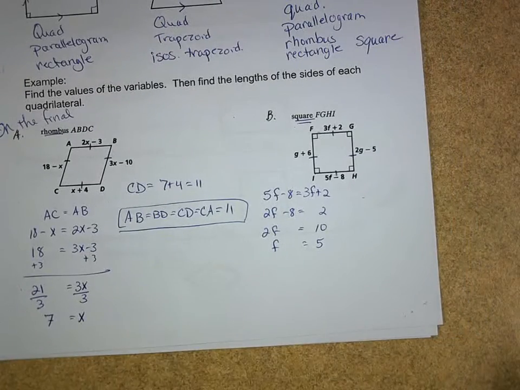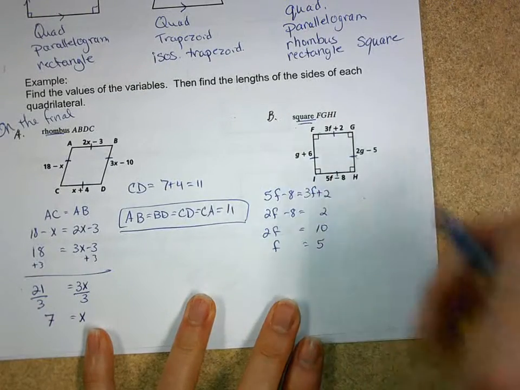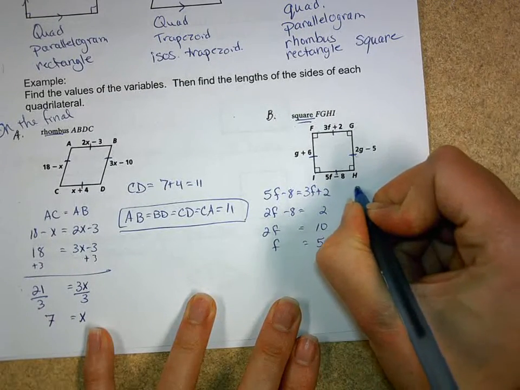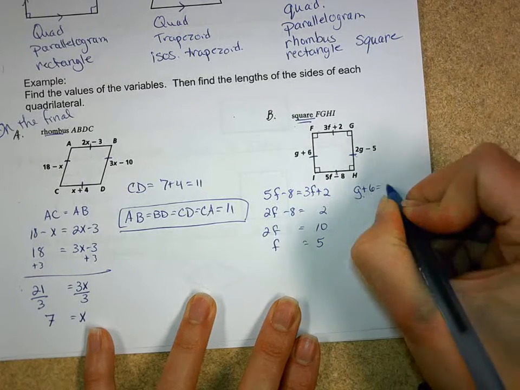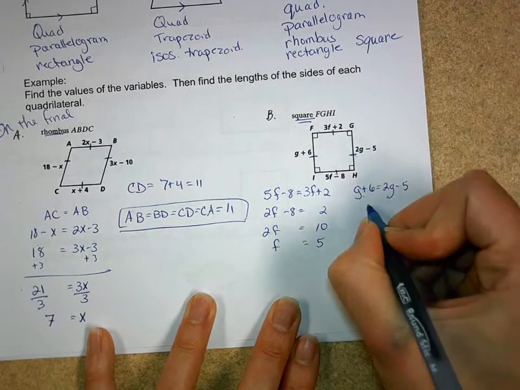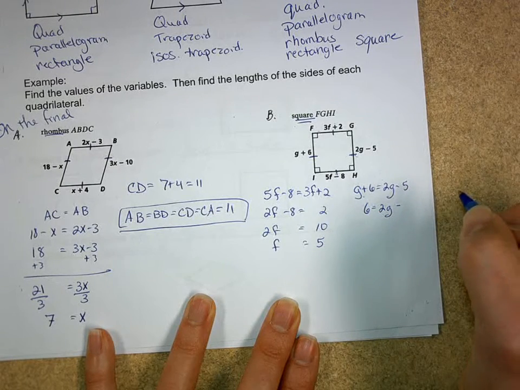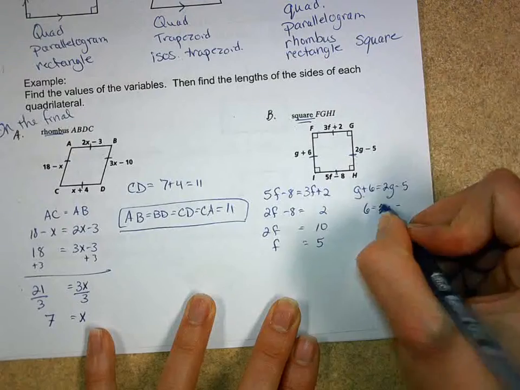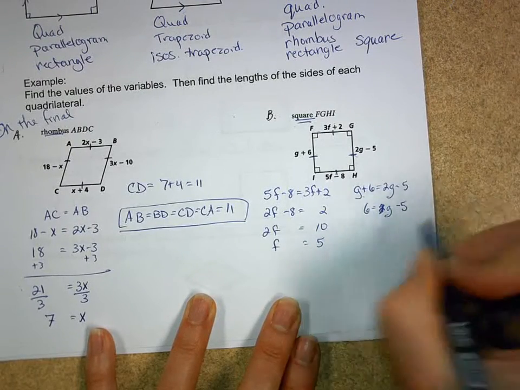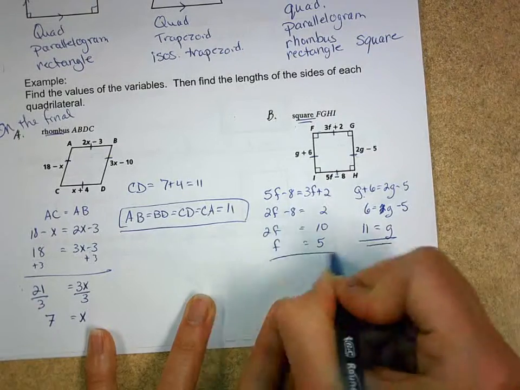Then I'm going to go ahead and solve for G. I'm going to do the same thing here. I'm going to set them equal because the opposite ones here are equal. So I'm going to go G plus 6 is equal to 2G minus 5. Subtract the G over. I didn't do that very well. It should be a 1G there. Add the 5 over. 11 is equal to G. So those are my two variables.